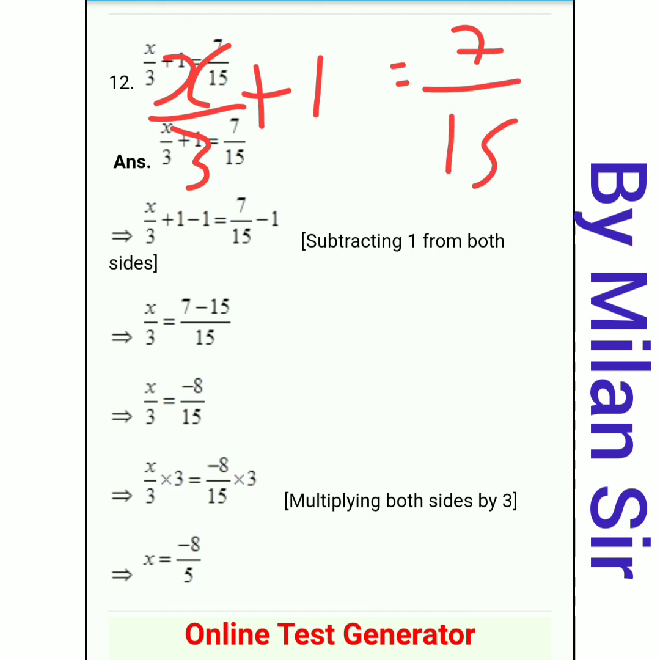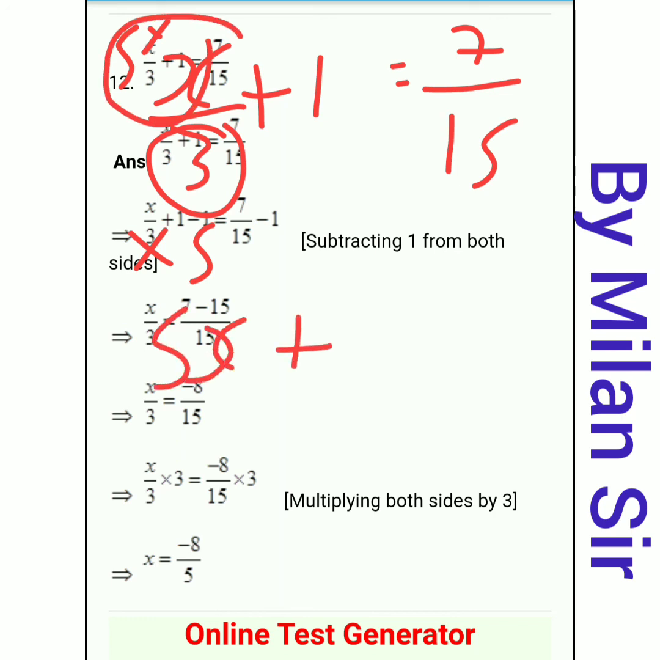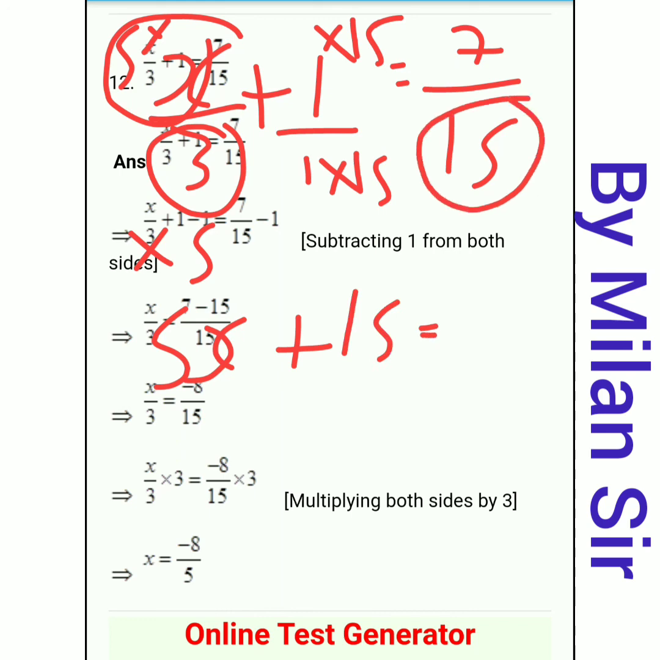Now, how can we convert this 3 into 15? 3 5s are 15, right? So the same thing we need to multiply with the numerator. These things we do not need to write. This is rough work. Okay, so here 5x. Here we do not have any denominator, so we can write 1. Now how can we convert this 1 into 15? So we need to multiply by 15. The same thing we need to do in the numerator. So 15 ones are 15. Here we already have 15 as a denominator, so we do not need to do anything. So 7 as it is.